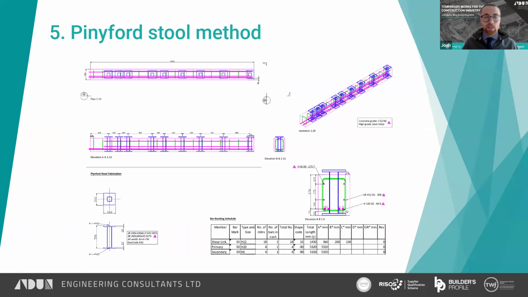This is a detailed view of that stool interface with the reinforcement. We specifically designed these stools so that they wouldn't clash with the permanent works. Yeah, and it worked very well, and I've used it on other schemes since. It's quite a niche method, but it's one that's very handy to keep in mind because for certain projects it fits just right, and it's certainly one to keep in mind.